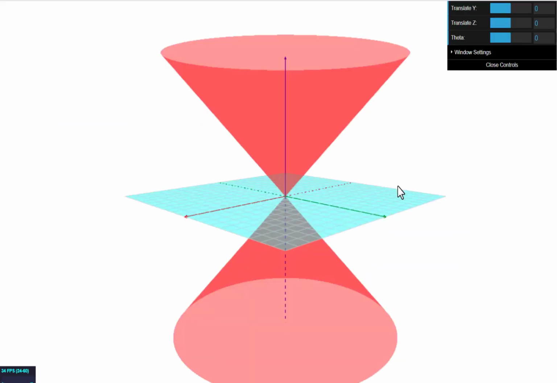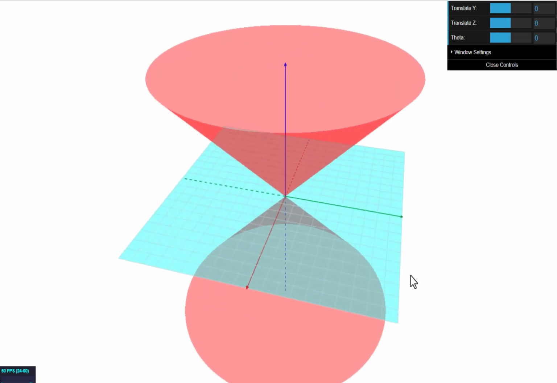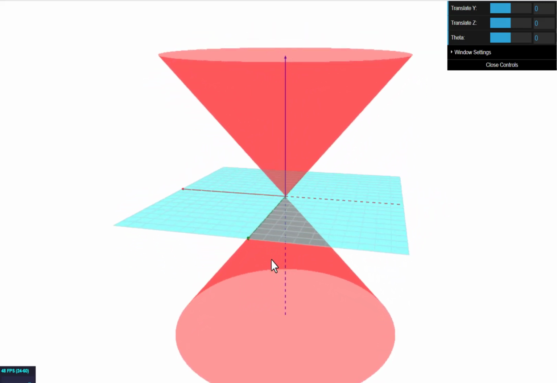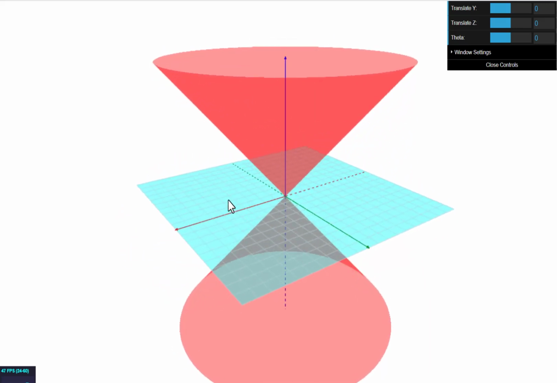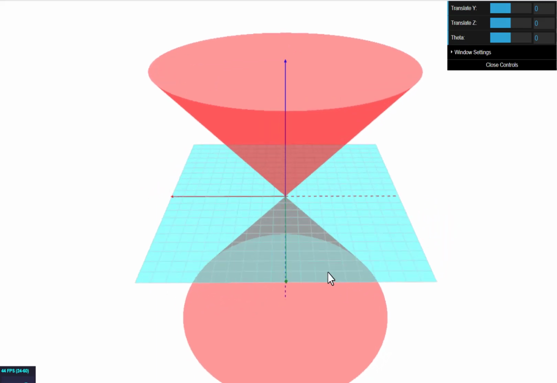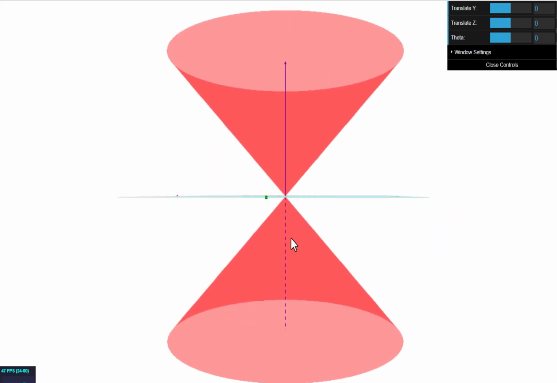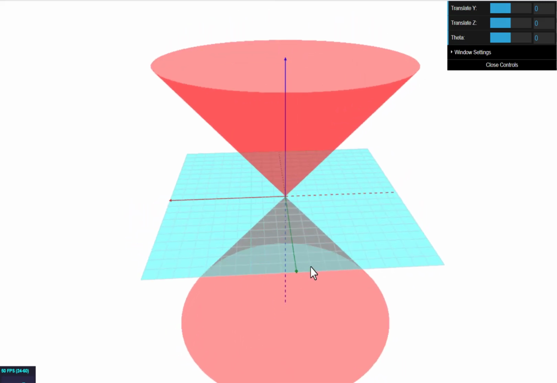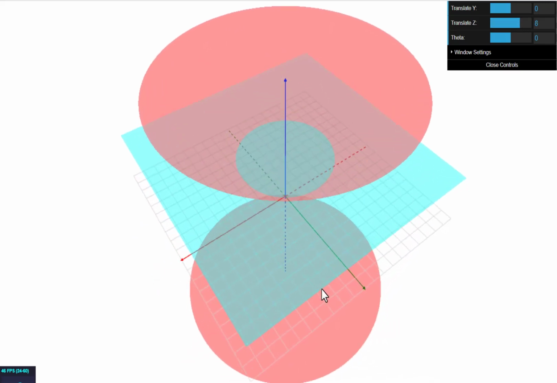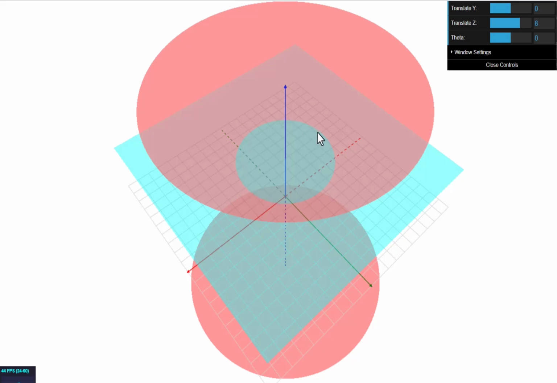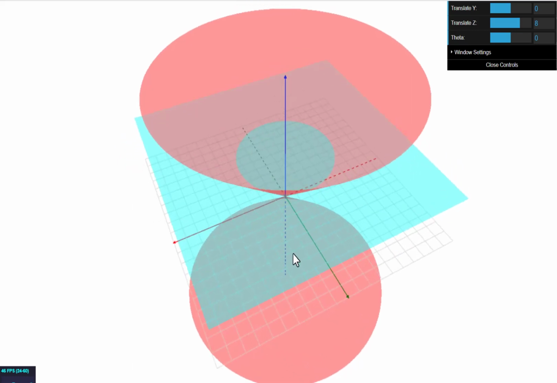Okay, so here I have a three-dimensional rendering of two cones stacked on top of one another. And then lying flat in the XY plane is a blue plane that I can manipulate. So right now, it's just cutting through the center of these two cones, so nothing really particularly special is happening. But if I were to raise the level of the plane, then the place where it intersects with the cone is going to make a circle. So a circle is a type of conic section.